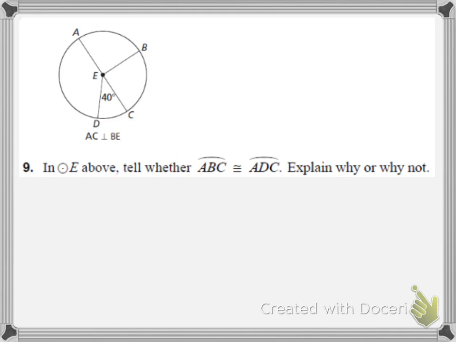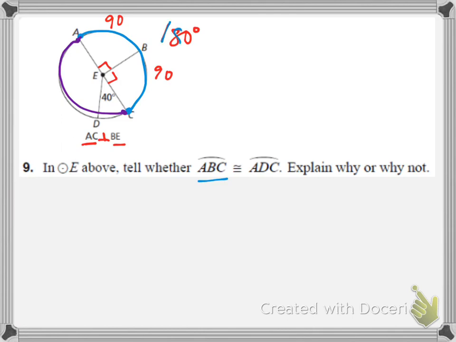Alright, so encircle E above, this is the last page. Tell whether arc ABC is congruent to arc ADC. There's actually a couple of ways to decide this. It gives you this information here, which says AC is perpendicular to BE. Perpendicular means AC and BE are perpendicular, which means they form 90. So that means if the central angle is 90, then this is 90, and this is 90, which means the whole arc is 180 degrees, right?